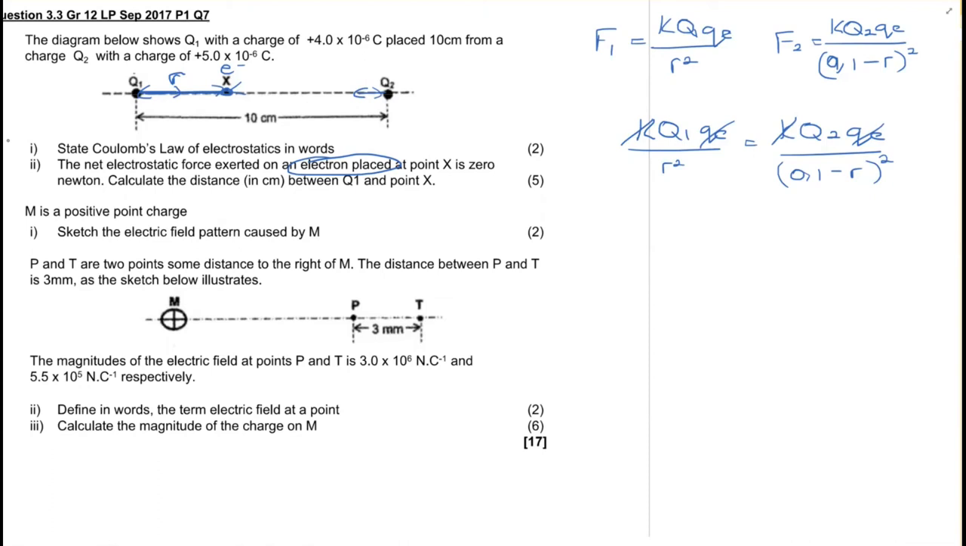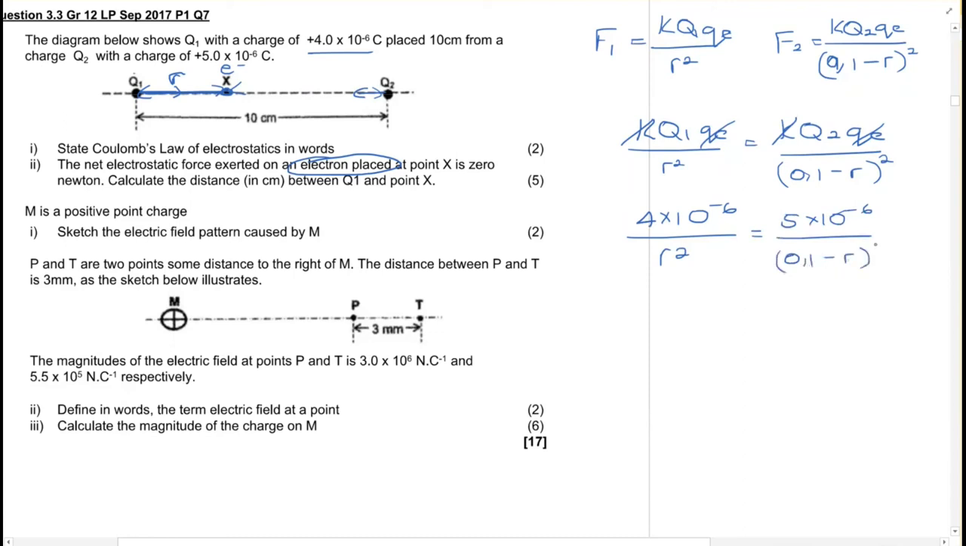Now, check your memo. I think the question was changed at some point, and the memo's values didn't change with it. Q1 is 4 microcoulombs. So we're going to put that in, 4 times 10 to the minus 6. And then we're going to leave that over R squared. Then Q2 is 5 microcoulombs. So 5 times 10 to the minus 6. And we're going to put that over 0.1 minus R squared.